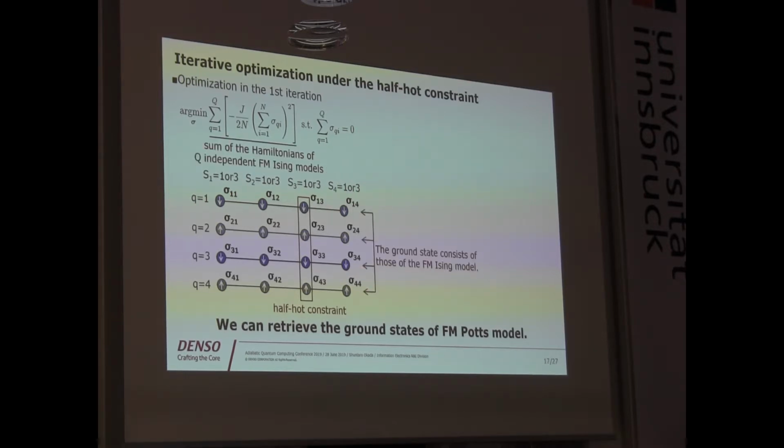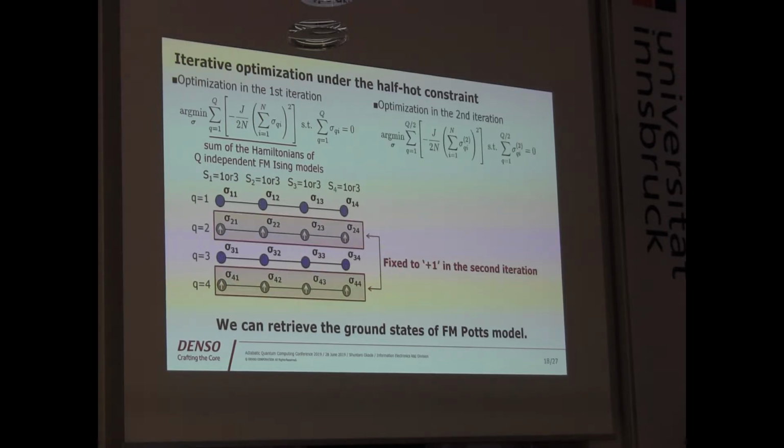This figure shows one of the ground states in the first iteration, where the components 1 and 3 are commonly selected for each integer variable. The half-hot constraint is satisfied, and this configuration consists of the ground states of the ferromagnetic Ising model. This configuration obviously minimizes the cost function because the cost function is the sum of the Hamiltonians of Q independent ferromagnetic Ising models.